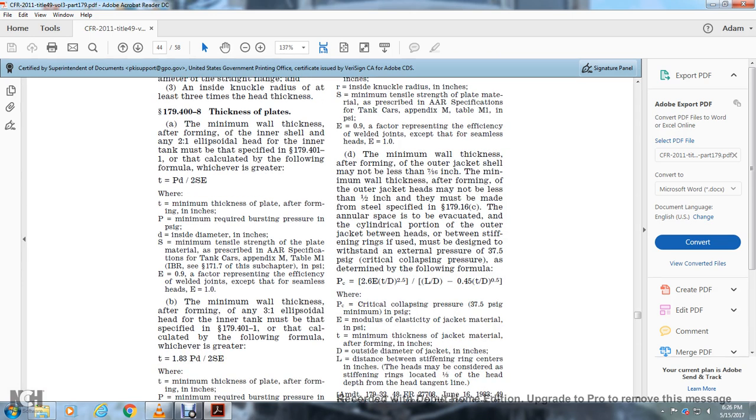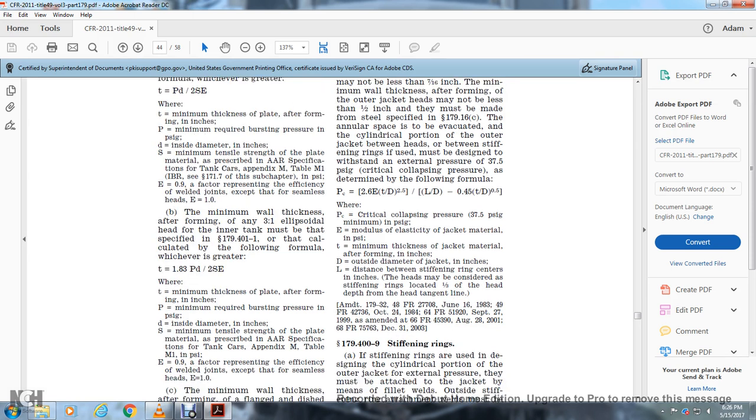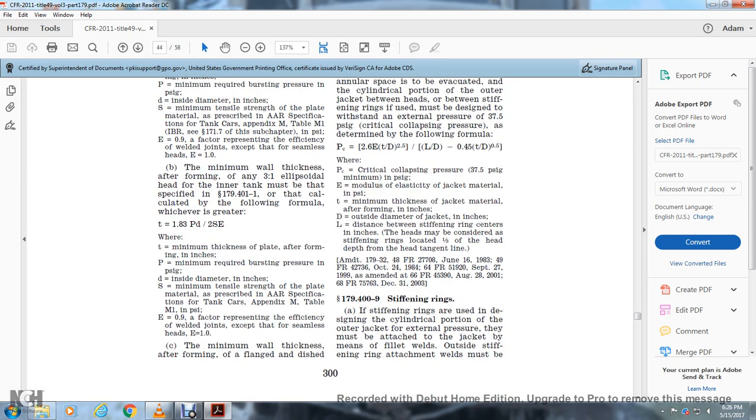specified in 179-401, calculated with the following formula, whichever is greater. T equals 1.83 times PD over 2SE. T equals the minimum thickness of the plate after forming in inches. P equals the minimum required bursting pressure in PSI gauge. D is the inside diameter in inches.